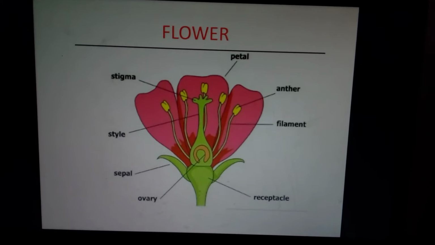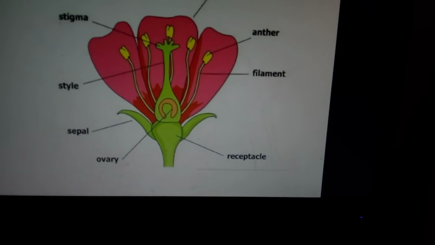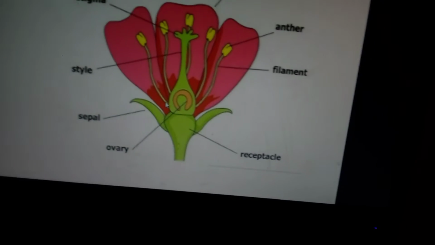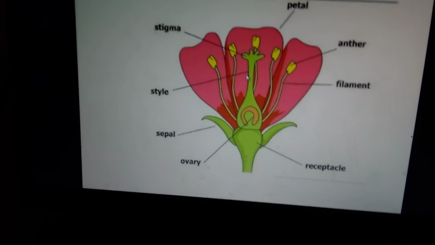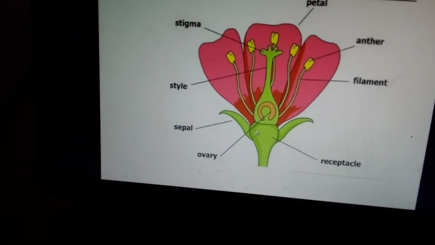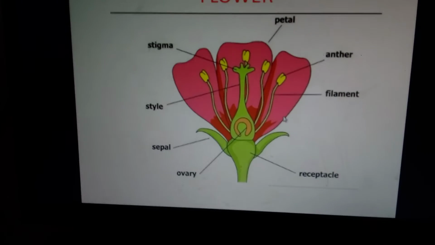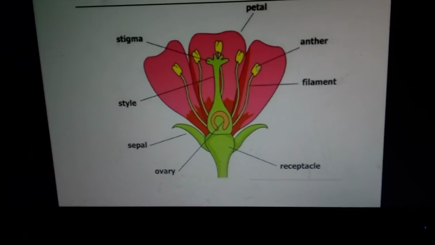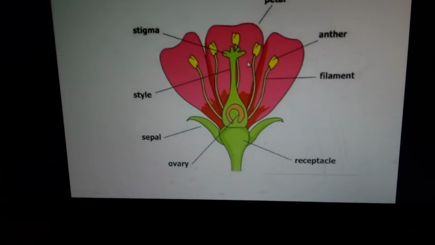Flower. Now we will learn about the most beautiful, most attractive part of the plant, that is flower. This is the stigma. This part we have also learned in pollination. This is the style. This is sepals. This is ovary. This is receptacle. This is filament. This is the anther, and this is the most beautiful part, that is the petal.